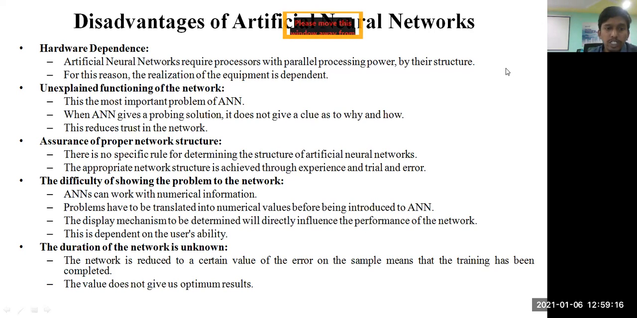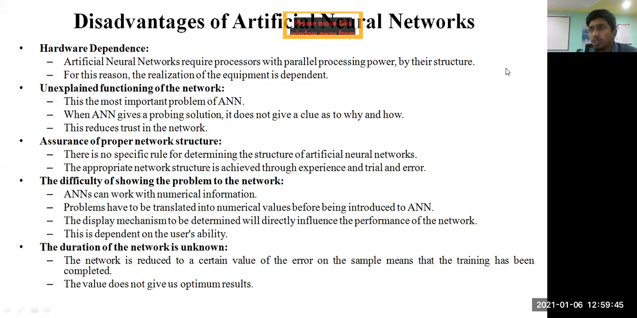Next, assurance of proper network structure. That cannot be assured by using your ANN. The next one is the difficulty of showing the problem to the network. ANNs can work only with numerical information. Problems have to be transferred into numerical values before being introduced to ANN. That is one important difficulty about your ANN. The display mechanisms to be determined will directly influence the performance of the network.